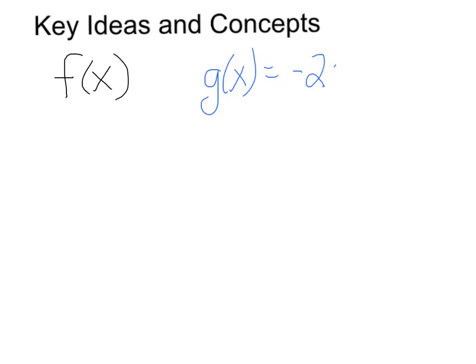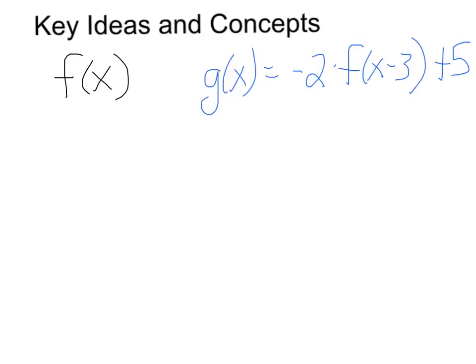All right, the key ideas and concepts for this skill. We're focusing on transformations. So if I give you a rule for f of x, and then I tell you that g of x is equal to negative 2 times f of (x minus 3) all plus 5, you should be able to tell me the transformations that have happened. And this looks like we've shifted right 3, we have shifted up 5, we've vertically stretched by a factor of 2, and we've reflected over the x-axis.